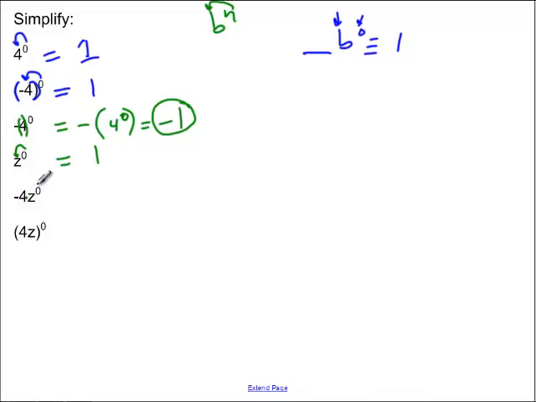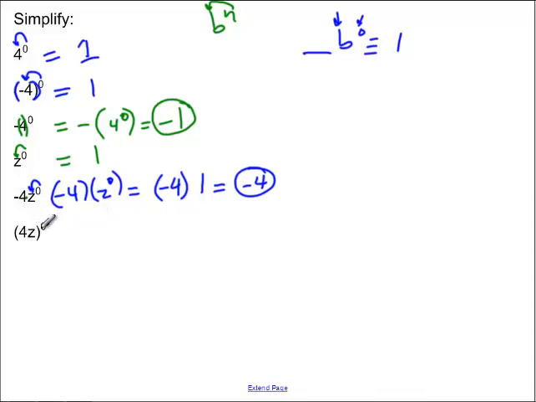So now we take a look at -4 times z to the 0th power, and there's a 0. Remember that the 0 works only on the base. The base for the exponent is z, so z to the 0th power, 0 is our exponent, z is the base. Now we can rewrite things as -4 times z to the 0th power, which is 1, as long as z is not equal to 0. And then -4 times 1 is -4. There's our answer.